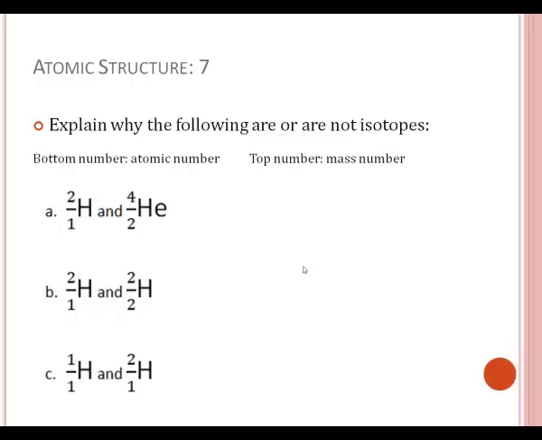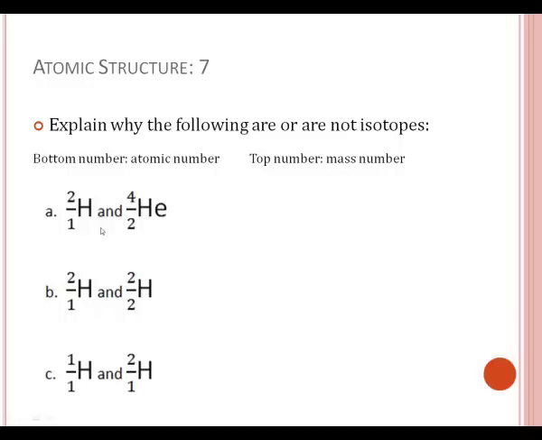The top number is the mass number. Now remember, most of the mass in an atom comes from protons and neutrons. So the mass number is the sum of protons plus neutrons. So let's go ahead and look at the first example.